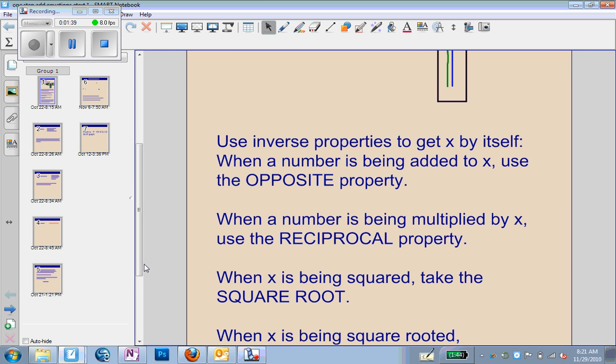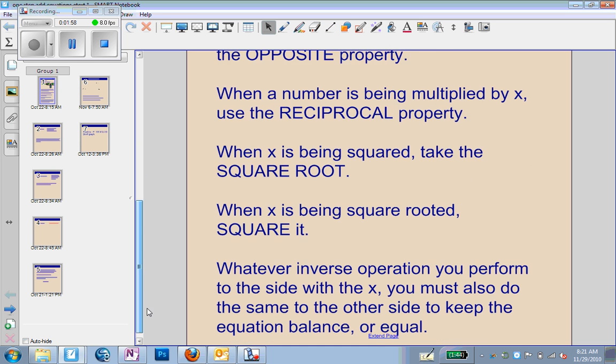So what we're going to be doing is using inverse properties to get x by itself. When a number is being added to x, we're going to use the opposite property. When a number is being multiplied by x, we're going to use the reciprocal property. When a number is being squared, we're going to take the square root. When a number is being square rooted, we're going to square it. And we'll come back and study each of these in detail. So whatever inverse operation you perform to the side with the x, you must also do the same to the other side to keep the balance.